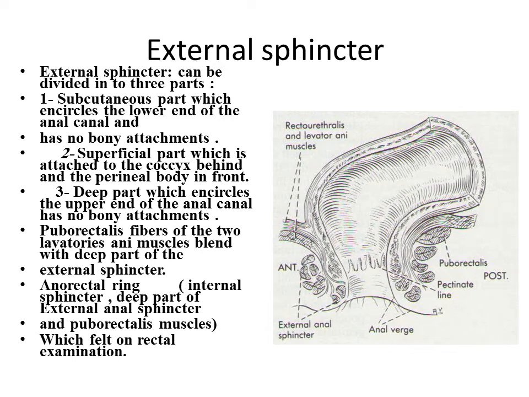The puborectalis fibers of the two levator ani muscles blend with the deep part of the external sphincter. The anorectal ring consists of the internal sphincter, the deep part of the external anal sphincter, and the puborectalis muscles. This anorectal ring can be felt on rectal examination.